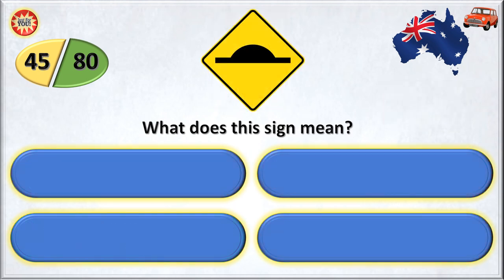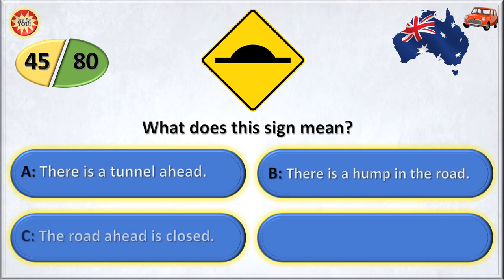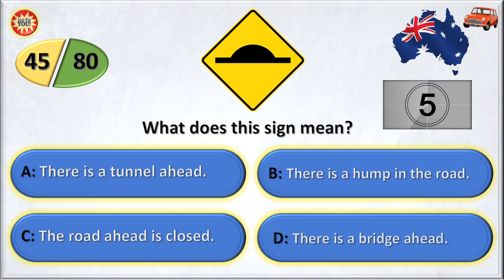What does this sign mean? There is a tunnel ahead. There is a hump in the road. The road ahead is closed. There is a bridge ahead. There is a hump in the road.